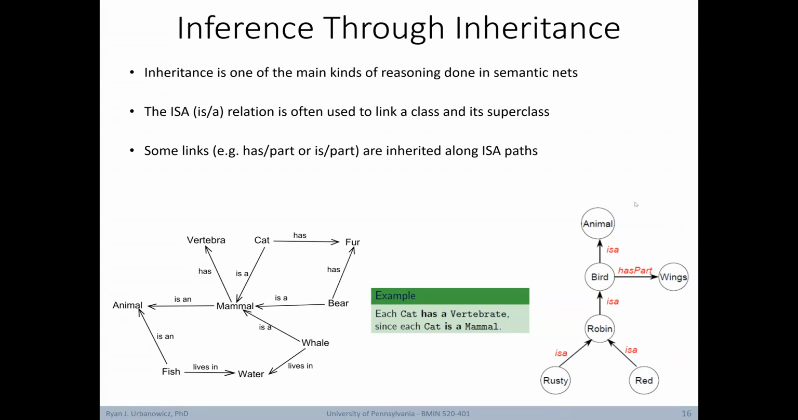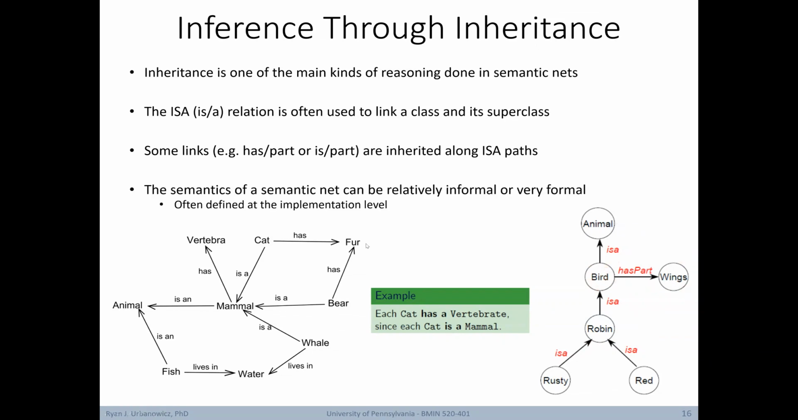Here's another semantic network where we have two specific birds at the bottom named Rusty and Red. They're both robins. A robin is a bird, and a bird is an animal. In this case, both Rusty, Red, and Robin all can inherit has part wings because the more general term bird in this network has the part wings.